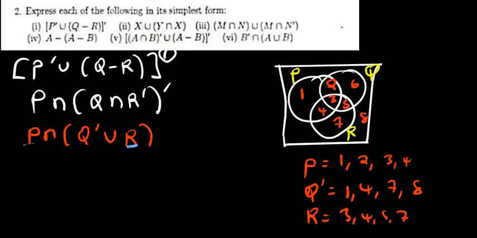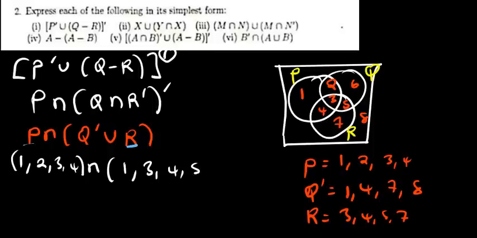Now if I want to do this, P is first 1, 2, 3, 4. Intersect it with the Q complement union R. So 1, 3, 4, 5, 7, 8. The numbers that are found in both is just 1, 2, 3, 4.